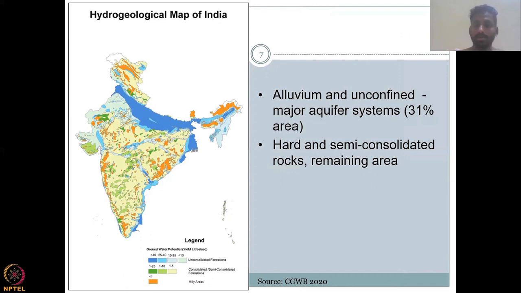So here your alluvial aquifer system, which is one of the major aquifer systems, is predominantly placed in the northern region and also along the coastal regions. Why would it be on the coastal region? Because most of the sediments from the inland are brought to the oceans and deposited. So while it comes to the ocean, the deposition happens right before it merges into the ocean. We call that a delta or a fan.